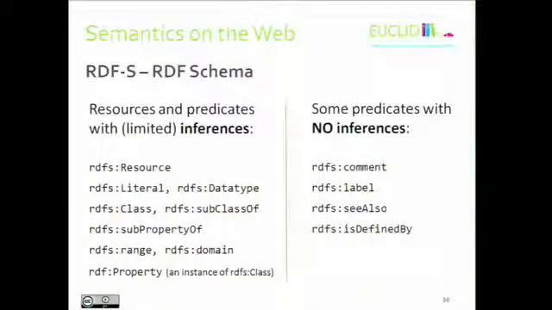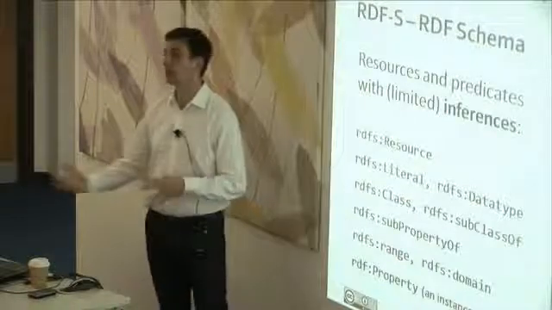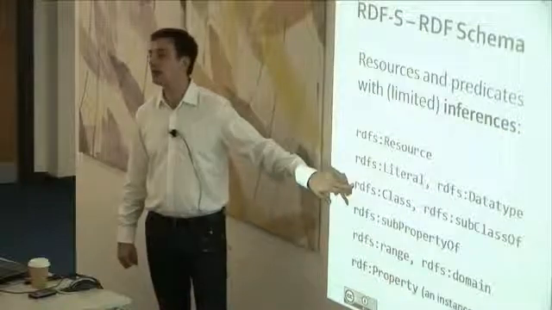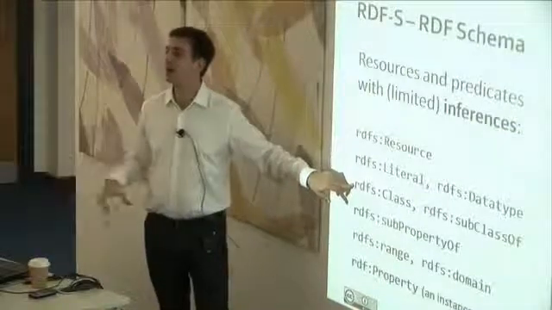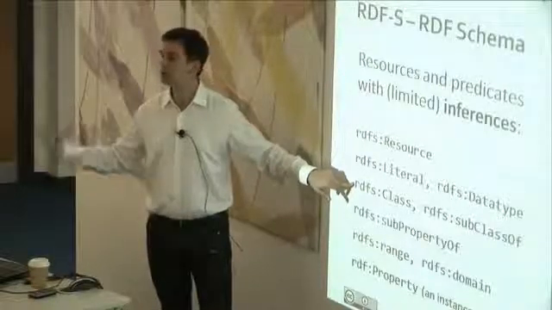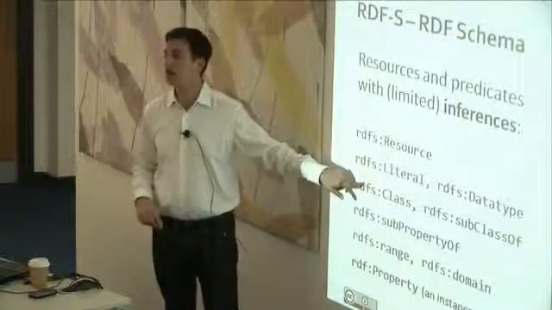Now, RDF schema as a whole has a bunch of resources that are used in inference. Okay? So there's a class called resource because everything's a resource. There's a class called literal because some of those resources are literals. There's a class called data type because we can attach data types to literals. There's a resource called class. Okay? Class is a class. It's the class of all classes. So if a resource is a class, groups other things, it itself goes in the class called class.